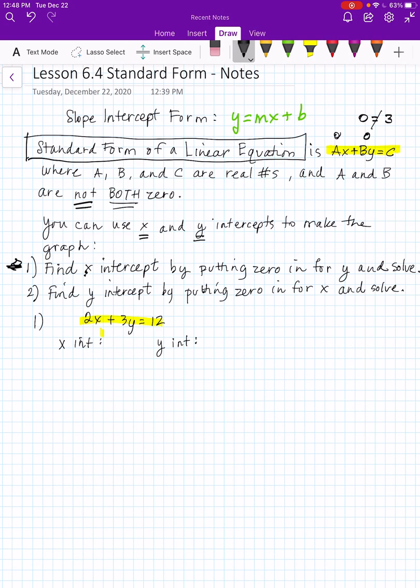So I'm going to take this equation, and it says to put 0 in for y. So I see a y, and I'm going to replace it with 0. So 2x plus 3 times 0, which is 0, equals 12. So this gives me just 2x equals 12. I divide by 2, and x is equal to 12 divided by 2, which is 6. So this means it crosses the x-axis at 6.